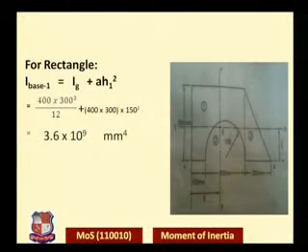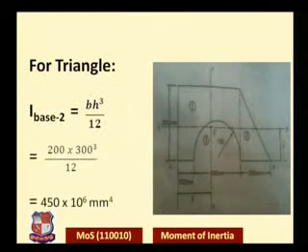So for the rectangle, we know that either you can transfer it from the centroidal axis and apply the parallel axis theorem, or if you remember the standard value of MI for the rectangle on its base, you can directly mention BD cube by 3. Then we will move on to the triangle. For the triangle, the value of the MI on its base is BH cube by 12, and all the respective parameters are given. From the dimensions you can substitute the values and accordingly get the answer.